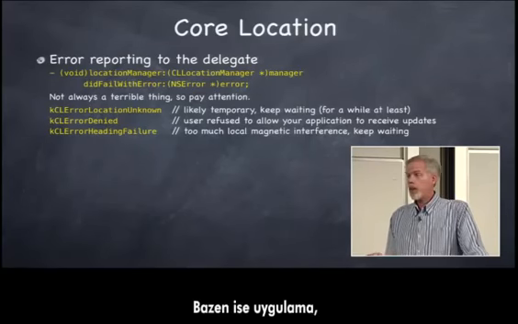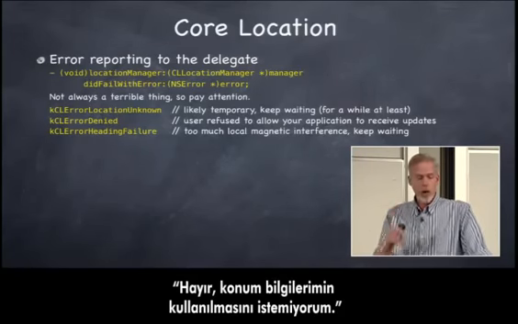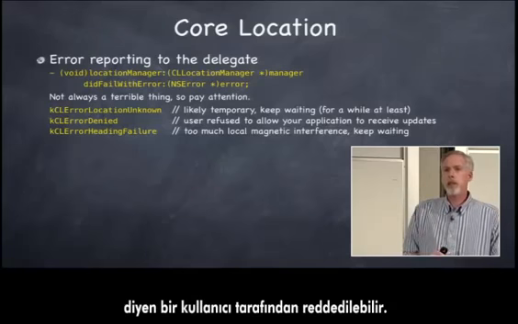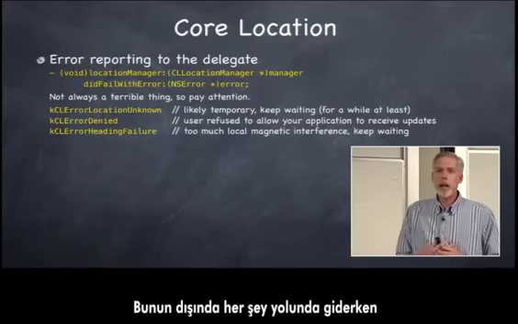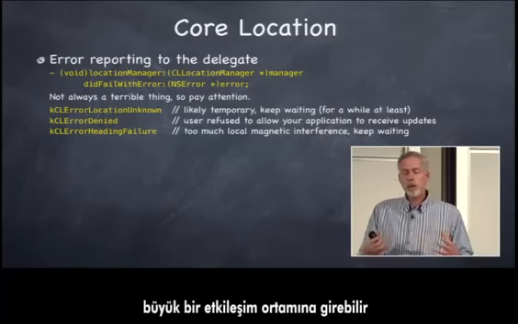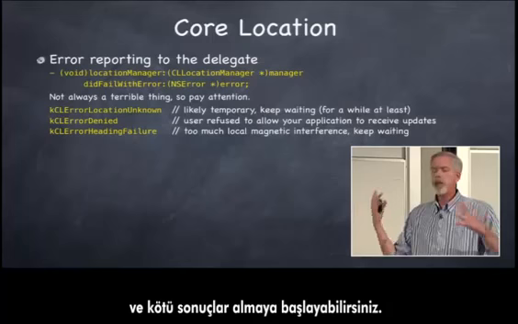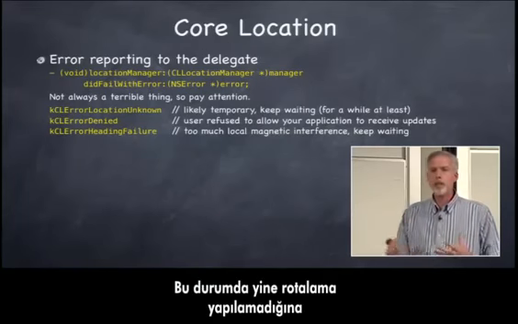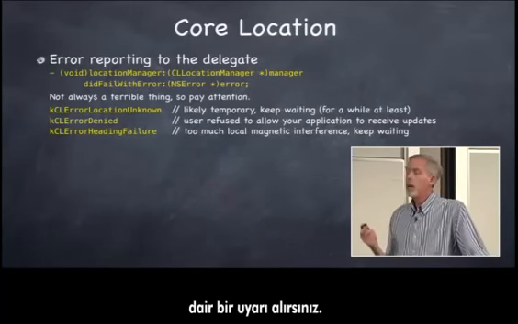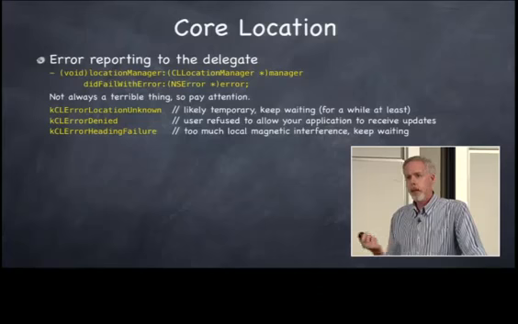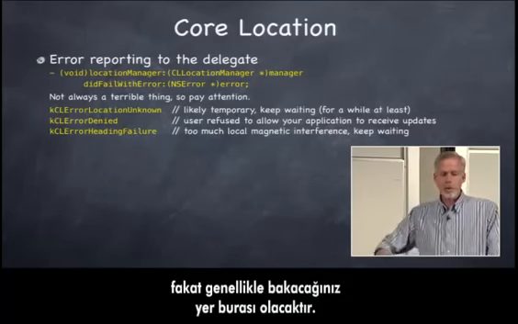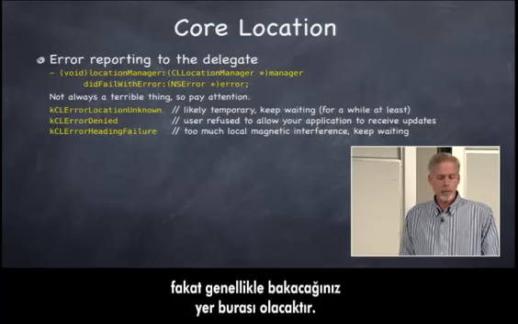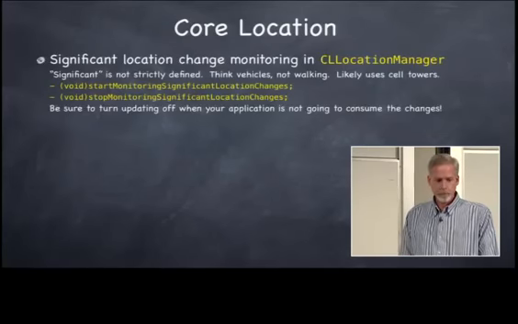But you might get error denied, which is the user saying, no, I don't want this application to use my location information. And then heading failure you might get if heading was working fine, and then all of a sudden some big interference happened, and now you're getting bad results. And so it'll send you this error that it can't get the heading anymore. Okay? So you can look in the documentation to find out what the errors are, but that's one that usually you want to take a look at.